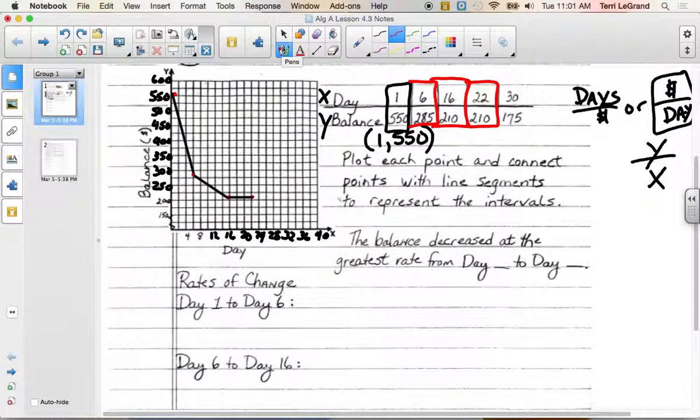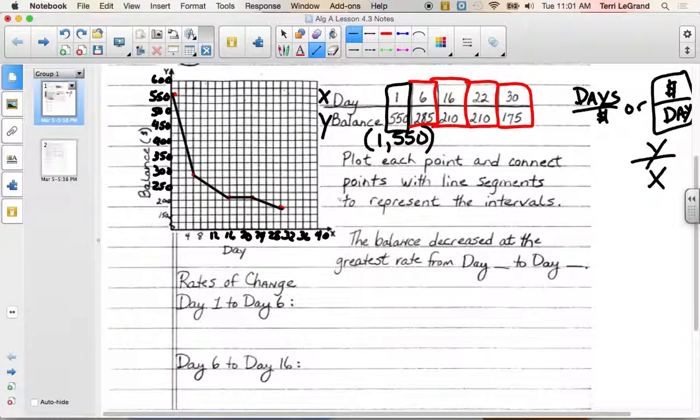And then we have one more point to graph, which is ordered pair (30, 175). That one should be on two grid lines that are crossing. 30, 175, right there. And again, connect that to the last point. And there's our graph. Dakota?